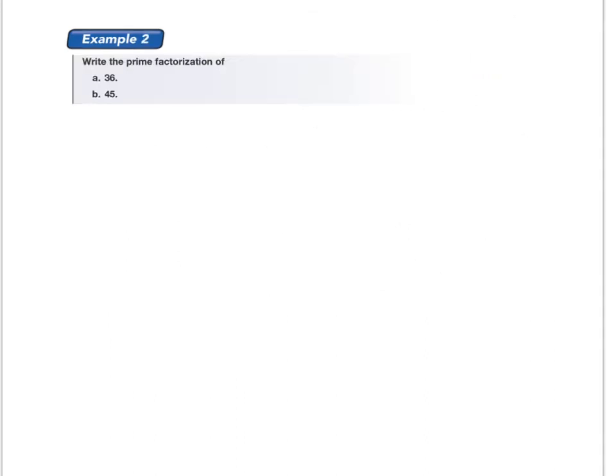Example 2 is to write the prime factorization of some numbers. Okay? Well, prime factorization is nice because it lets you break down a number and write it in terms of its prime factors, which means in terms of prime numbers. So you guys have probably seen these before. There's 2 methods that we're going to use for 36. One of them is a factor tree.